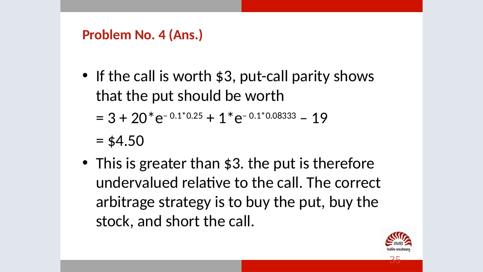If the call is worth $3, use the put call parity, adjusting for the dividend. The put should be worth 4.5. This is obviously greater than the $3 the put is being charged. Therefore, the put is undervalued relative to the call. So the correct strategy is: the put is cheaper, so buy the put, buy the stock, and short the call.